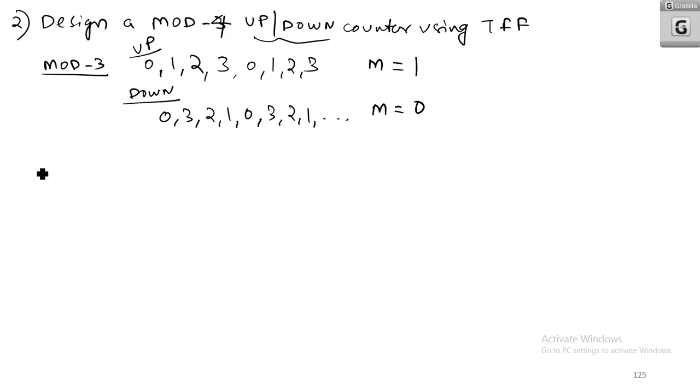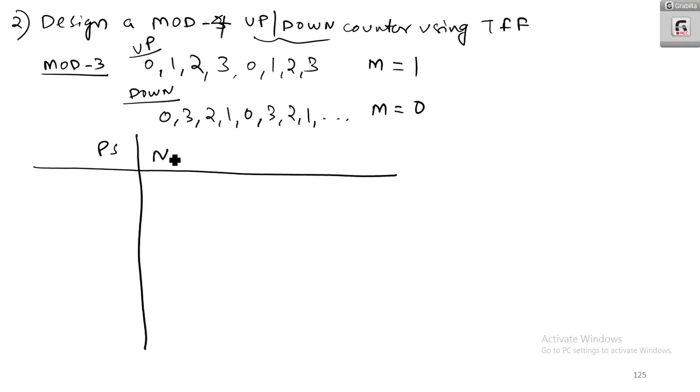So let me go with that. Okay. So present state, next state. I will draw the state diagram first. So it is 0, 0, 0. So the state diagram. I am going to draw the state diagram 0, 0, 0, 1.